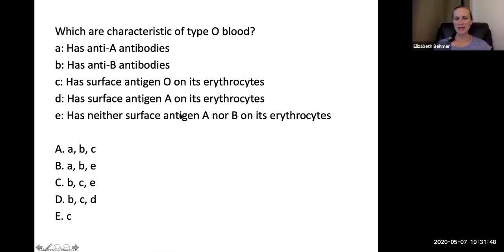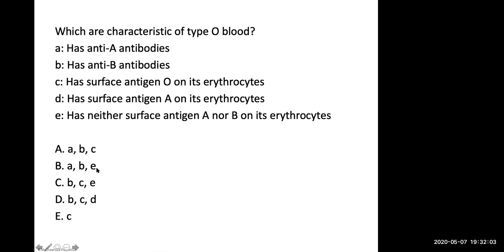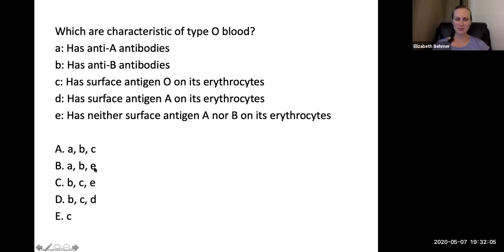It can have antibodies because it doesn't have any antigens, so it wouldn't be attacking itself. So it can have antibodies, but no surface antigen. So the correct answer to this is A, B, and E. So B is the correct answer for this, which you might see again.